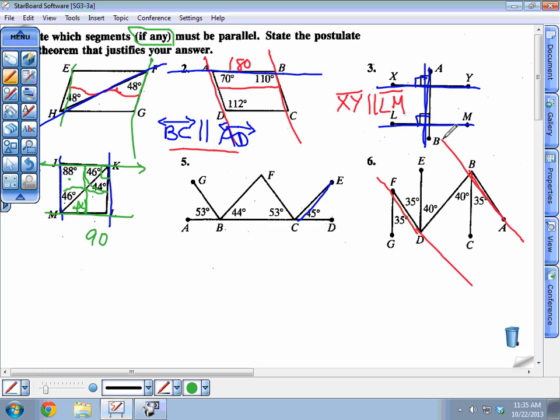What about 40 plus 35 if I look at this transversal? That's 75, isn't it? And the other one's 75. Ah, there's 75. Alternate interior. So I also know that line segment FD must be parallel to line segment BA. Okay? All right.